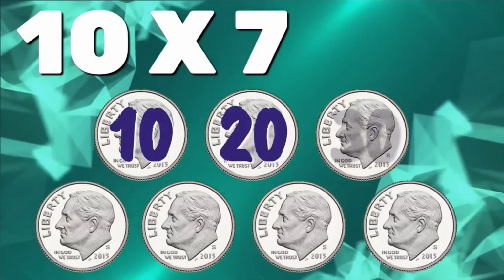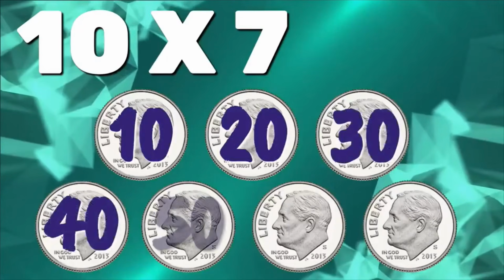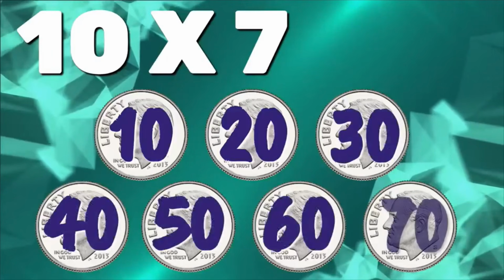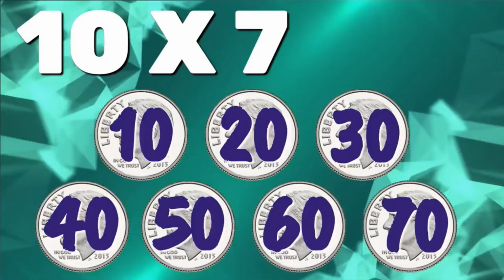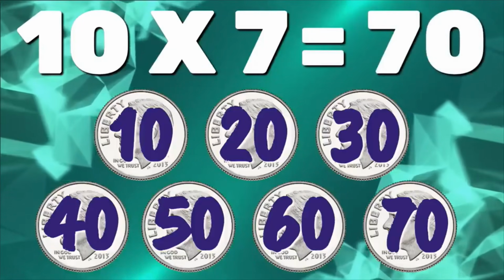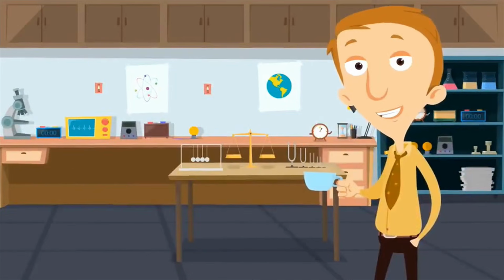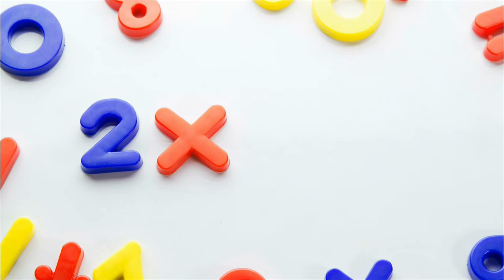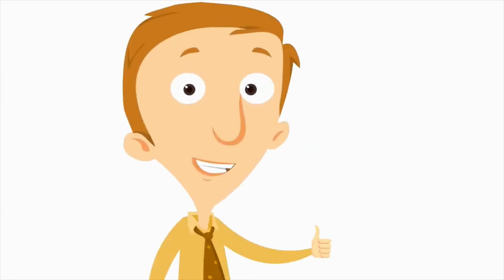10, 20, 30, 40, 50, 60, 70. 10 times 7 equals 70. 70 is the product. Wow, you did an incredible job learning about multiplication. I'm so proud of you.